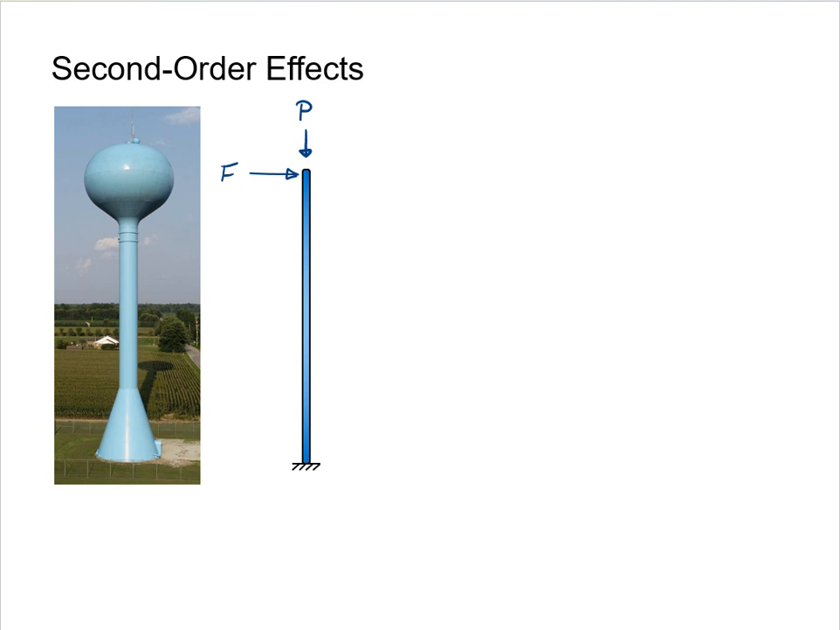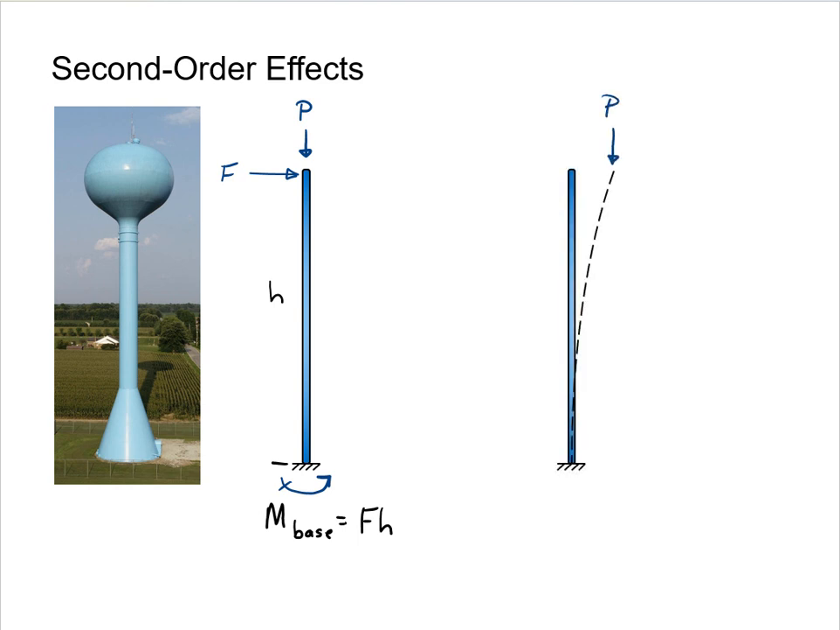First-order effects are based on the undeformed shape. In this case, the moment at the base of the tower is the lateral load F times the height h. But that tower is going to deflect under the lateral load. It is going to move to the right a distance delta. If we calculate the moment at the base of the tower now, we see that the moment is larger.